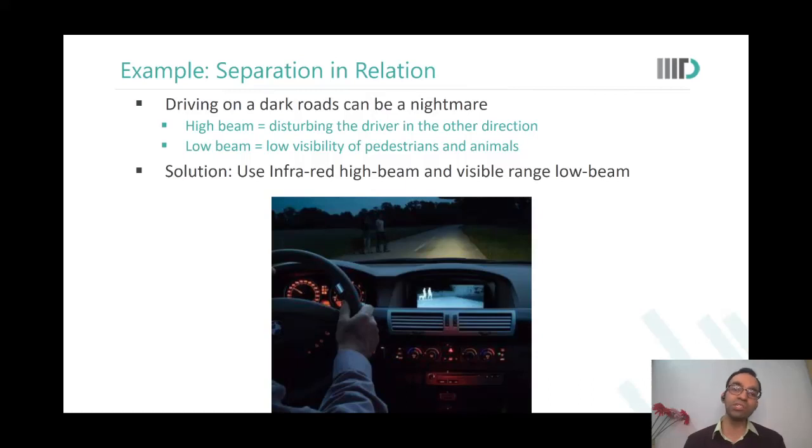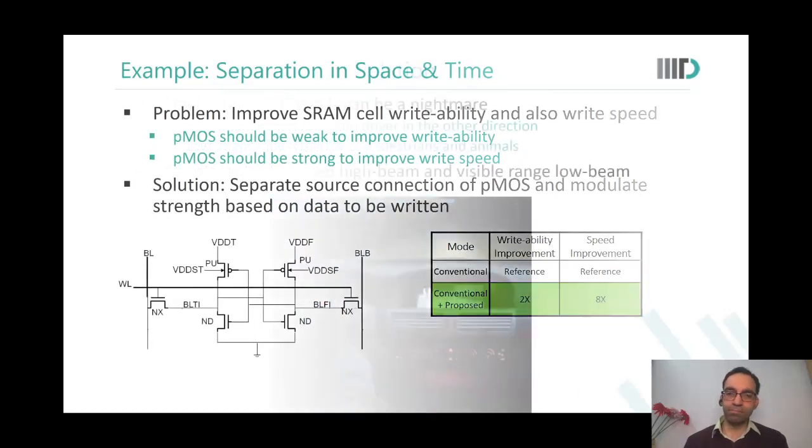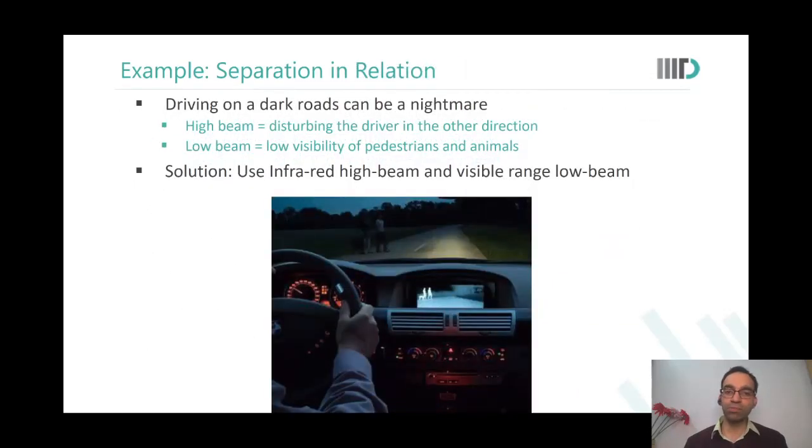So this is separation in relation. For me, I'm able to see the pedestrians also, and I'm not even putting a glare in the other driver's eye. And the inventive principle that we're using over here is phase change. Not just phase change, color change. Okay. Is this being implemented anywhere in the world? Yes, this is a patent by BMW.